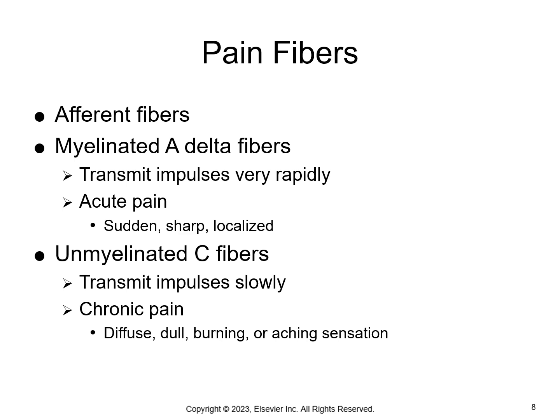C fibers would receive thermal, physical, and chemical stimuli from the muscles, tendons, the myocardium, and the digestive tract, as well as the skin. The unmyelinated C fibers transmit impulses slowly and are responsible for chronic pain. Chronic pain is often experienced as a diffuse, dull burning or aching sensation transmitted by the C fibers. So remember, myelinated A delta fibers transmit impulses very rapidly. They're responsible for the acute pain, and the unmyelinated C fibers transmit impulses slower, and they're responsible for that chronic pain.